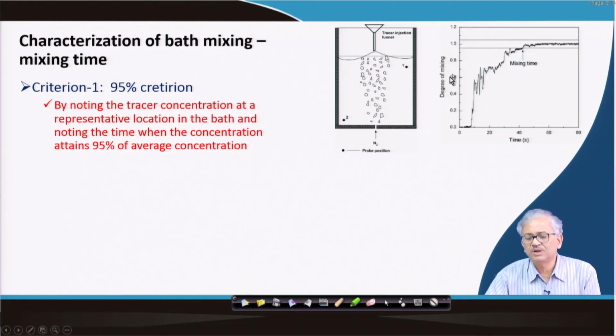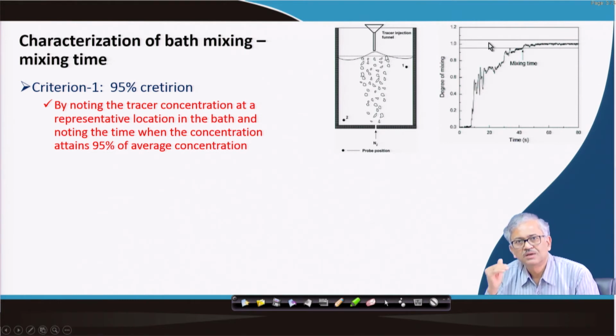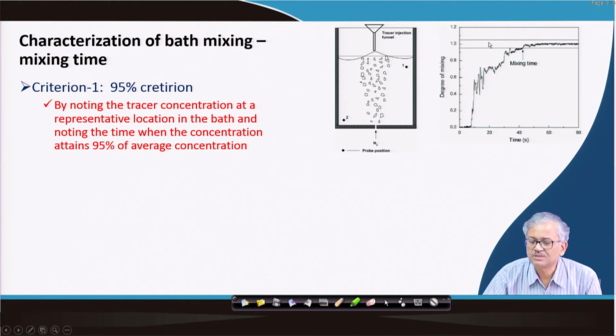So this is what I just said, basically the degree of mixing, which is C by C bar. When C by C bar is equal to 1, it means you have attained 100%, that is, the average concentration. So here you can see it is the 90%, this is 0.9 or something, and 95% is the value 0.95.